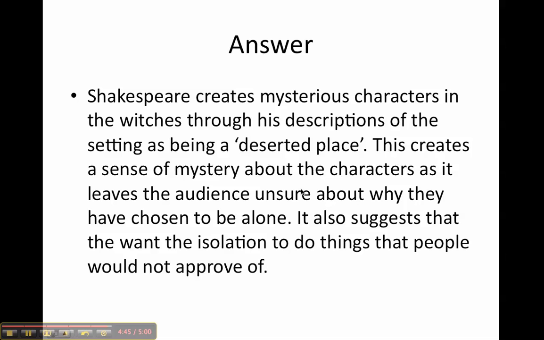So we've got a clear answer here that bases what they've learned about the characters just on a few words linked to the setting.